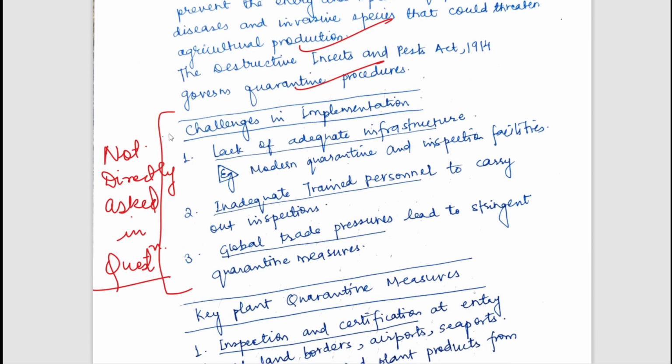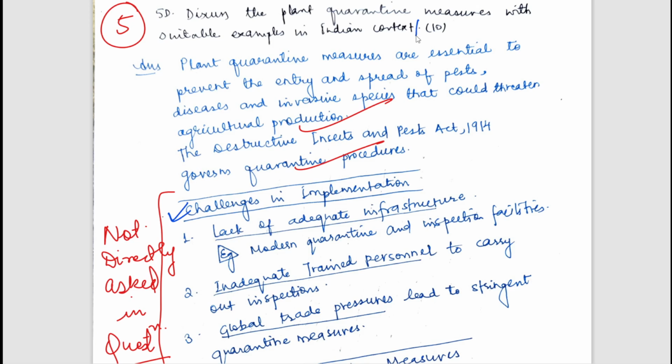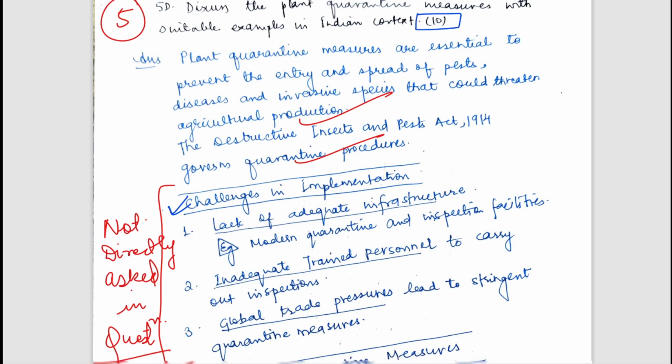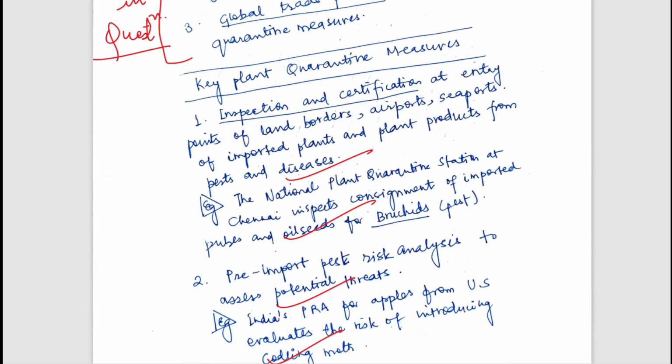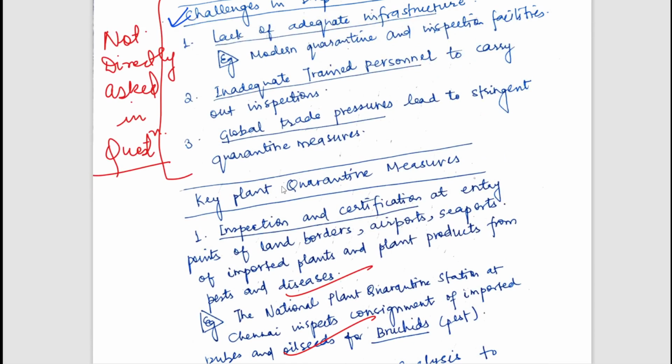So here the student has written challenges of implementation, but it is not directly mentioned in the question, so it could be kept brief or it could be neglected also, because it is only a 10 marker question. If it were a 20 marker question, there is scope for writing some other things. So what are the key plant quarantine measures? And we all know what quarantine is.